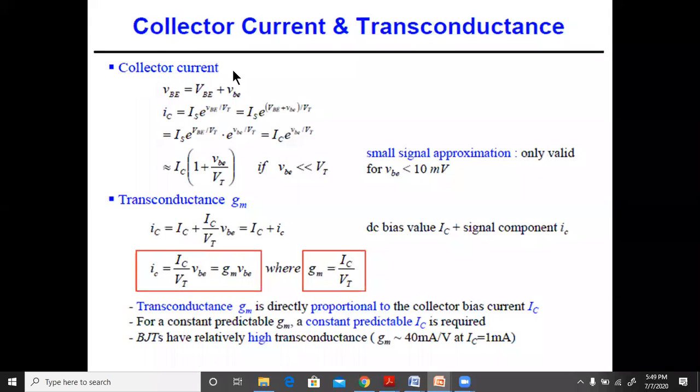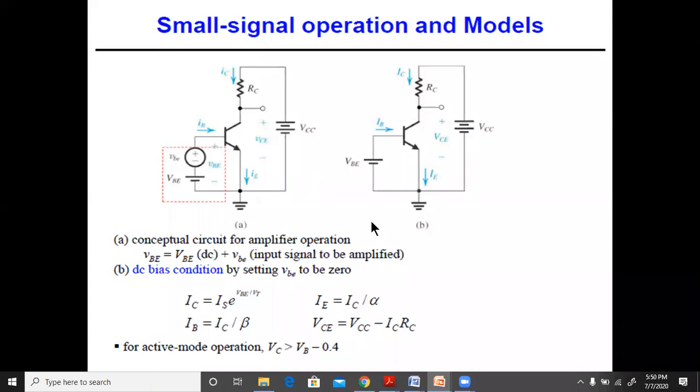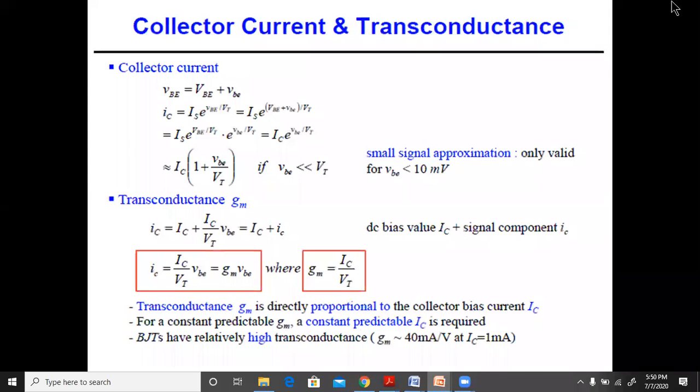Now the collector current and the transconductance equations are to be derived over here. The instantaneous value VBE is equal to the DC value plus the input signal to be amplified. That is what we have written earlier also, this equation itself we are repeating over there. And this value of VBE is to be substituted into the equation for IC, the instantaneous value of the current.